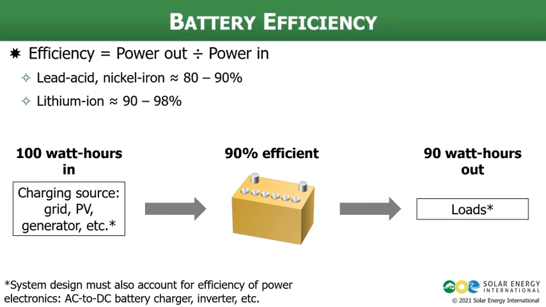This is a simplified example. It doesn't take into account losses for a couple different things, say AC to DC conversion if you're using a battery charger to charge from the grid. It doesn't take into account losses from a charge controller if you have a PV array charging the battery. It doesn't account for wire loss and other factors like that. So this is a simplified example.